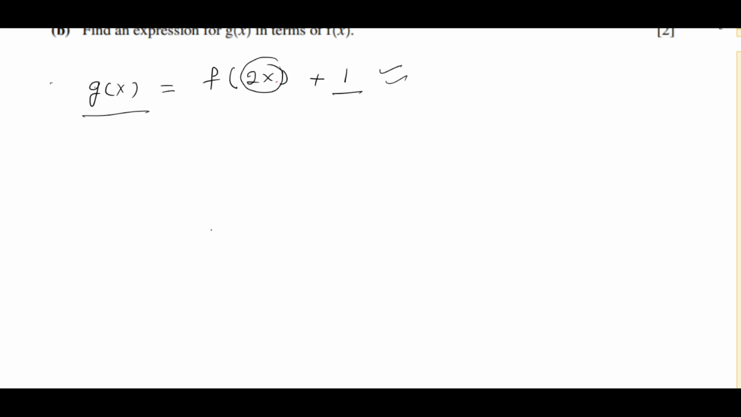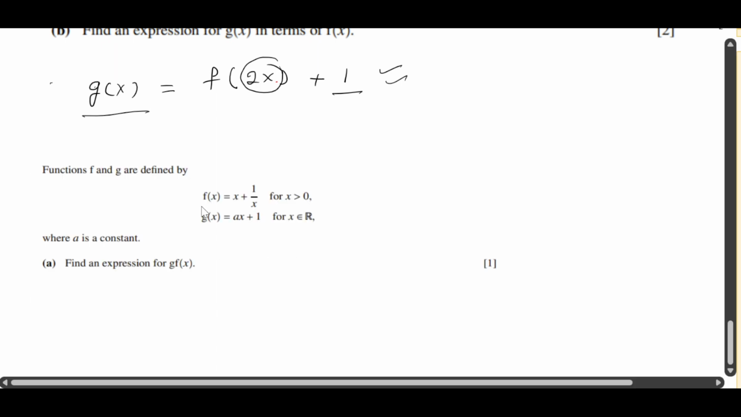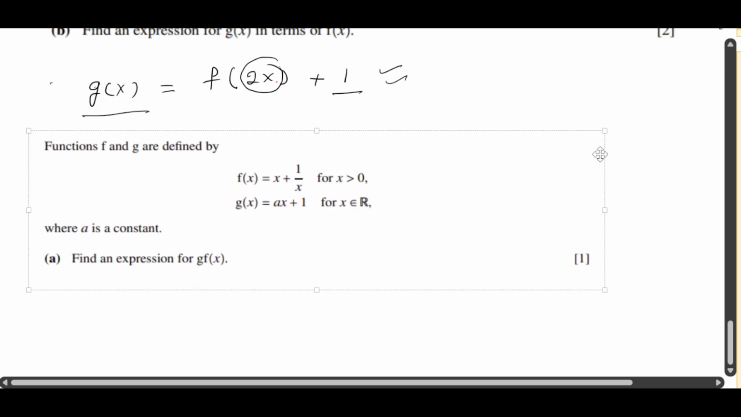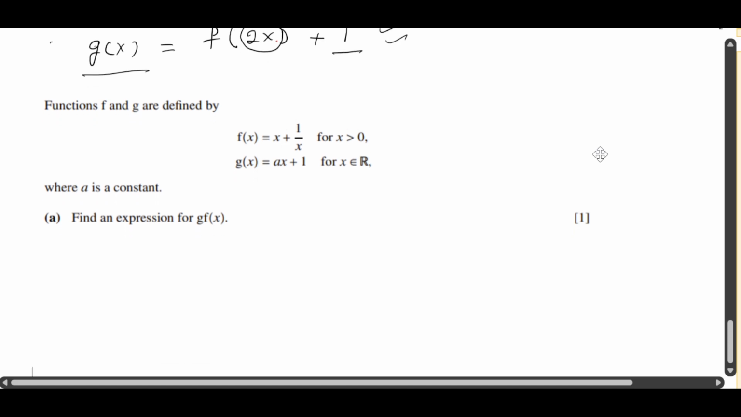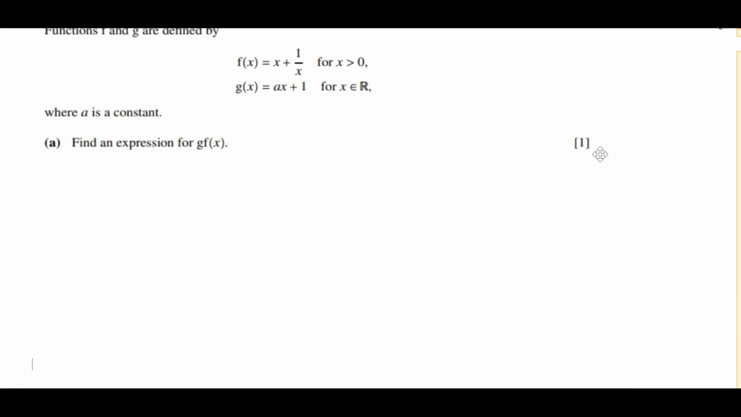then the next question. Here, the next part of the question, again this is for 1 mark only. So this function chapter comes with small questions, like questions for 1 mark. The functions f and g are defined by, now f(x) is given and g(x) is given, where a is a constant. Find the expression for g(f(x)).